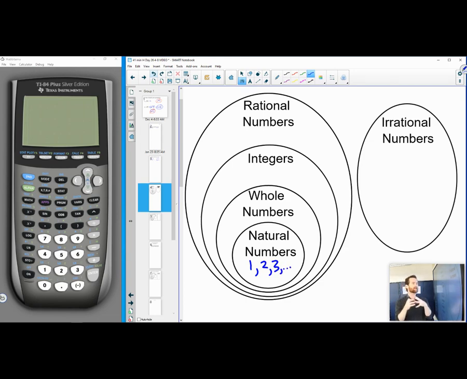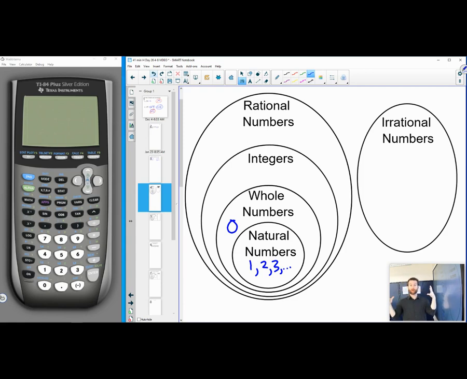Now that's a subset. Subset meaning it's a group inside another group. The natural numbers are inside the whole numbers, meaning every natural number is already a whole number. The only whole number that's not a natural number is 0. So the whole numbers are 0 and all of the natural numbers.